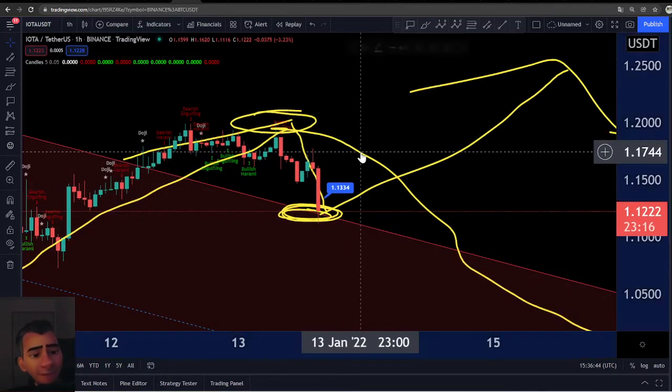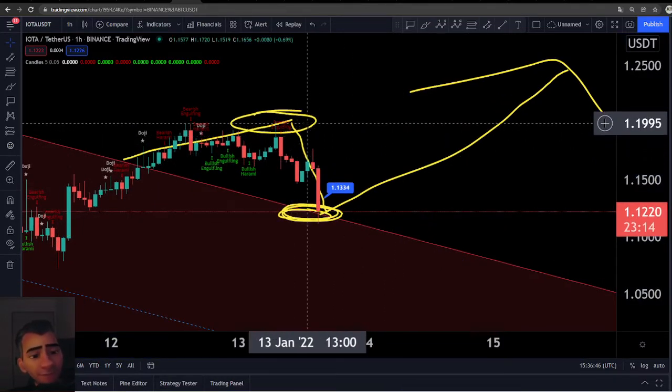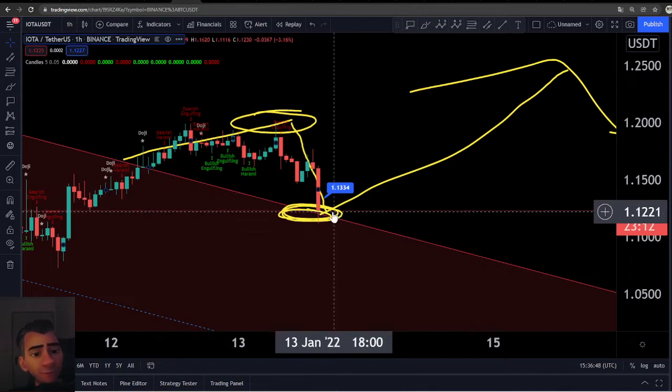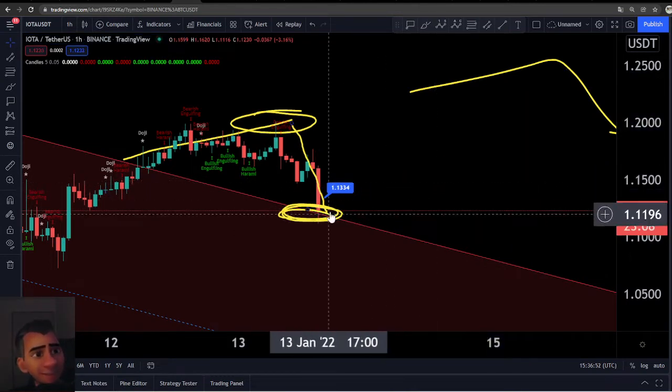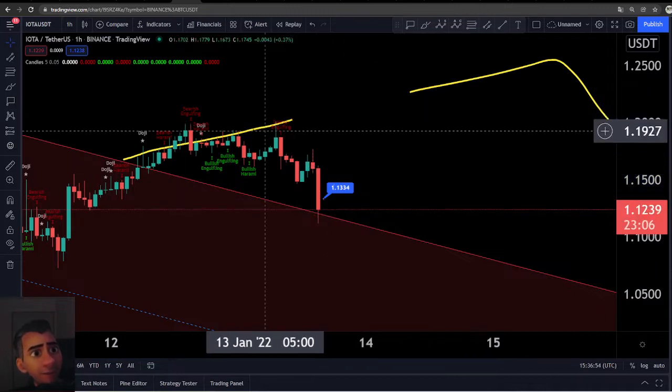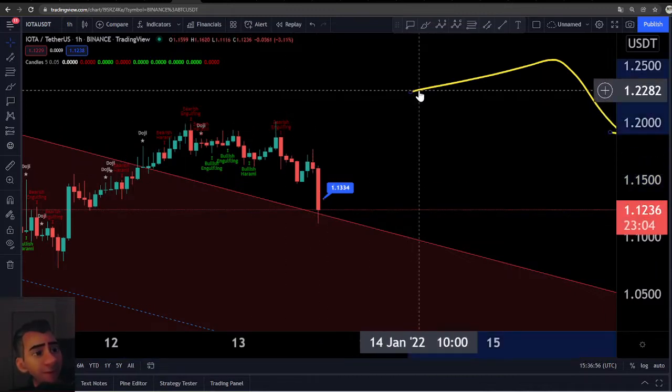What is going on with the candlestick pattern? What do we need now? That's the first thing. We need a bullish one. We need a bullish harami. We need a bullish engulfing. We need a bullish candlestick pattern now on the 1 hour, better on the 4 hour, better on the day.